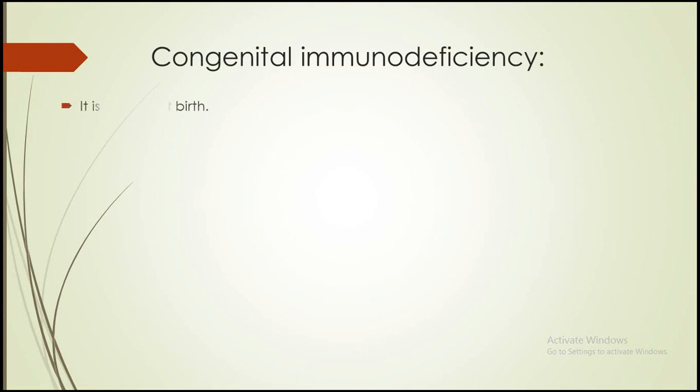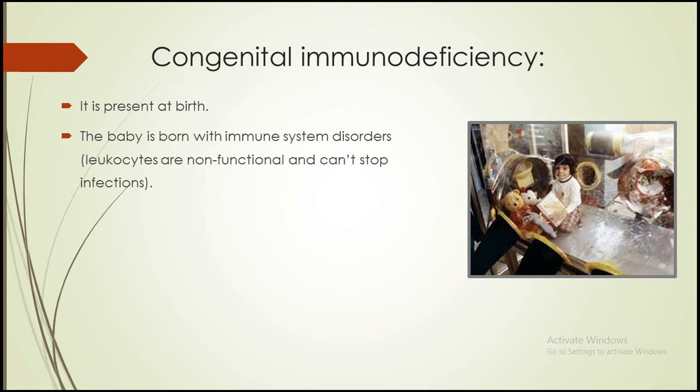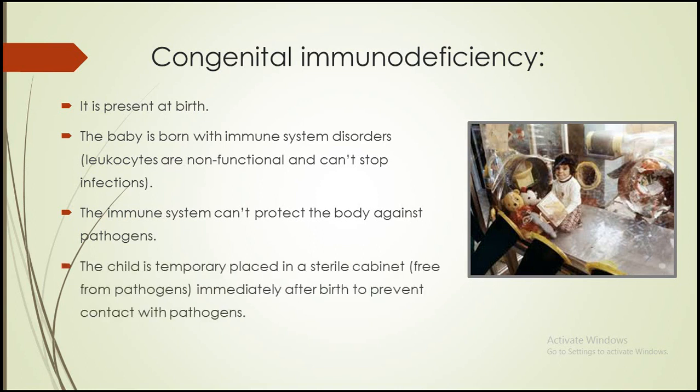The word congenital means that it is present at birth, which means that the baby is born with immune system disorders. In this case, leukocytes are non-functional and can't stop infections. Leukocytes are white blood cells responsible for identifying the pathogens and destroying them. When leukocytes are not doing their function, then the immune system can't protect the body against pathogens. So this baby cannot live in a normal environment. Instead, he must be put in a sterile cabinet.